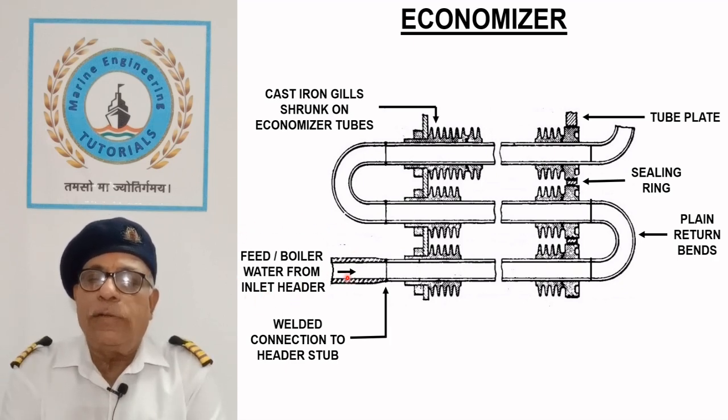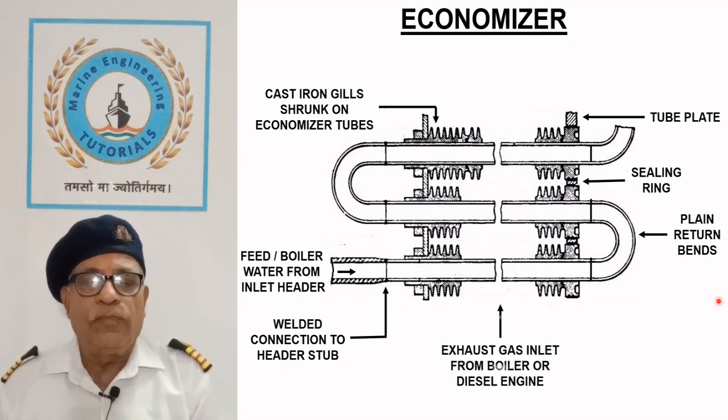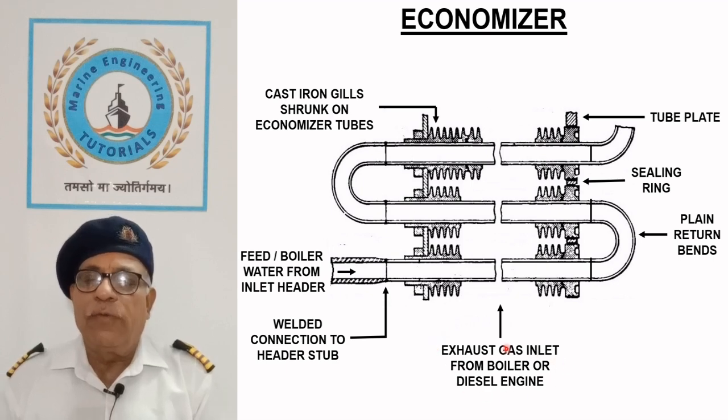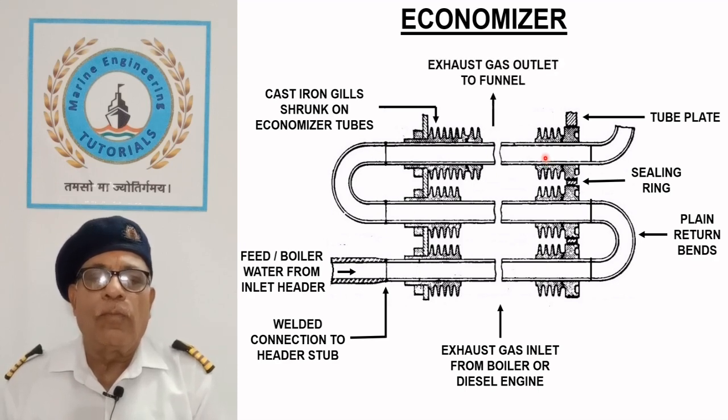Feed water enters the economizer coil through the inlet header at the bottom, receives heat from the surrounding exhaust gases and leaves from the outlet header on the top. Exhaust gases before leaving the boiler, or after the diesel engine turbocharger, enter the bottom of the economizer. After exchanging their heat in the economizer, the gases leave through the funnel.